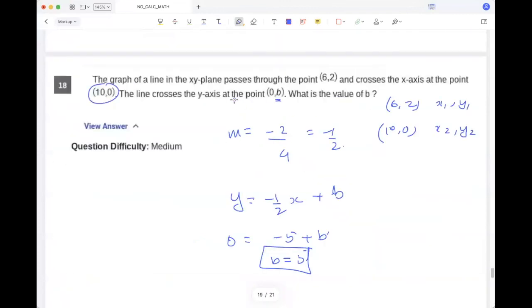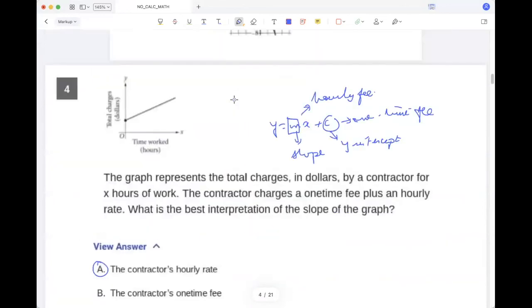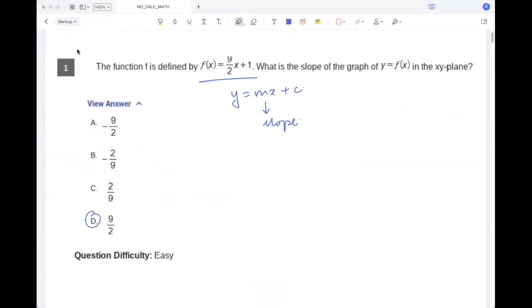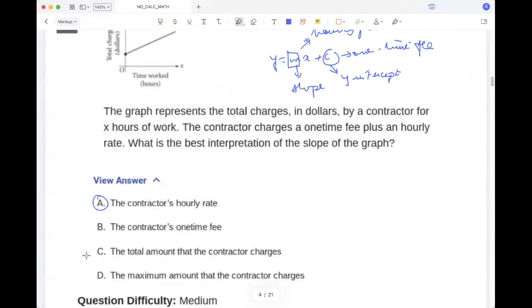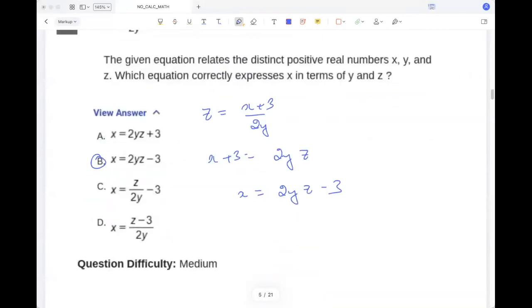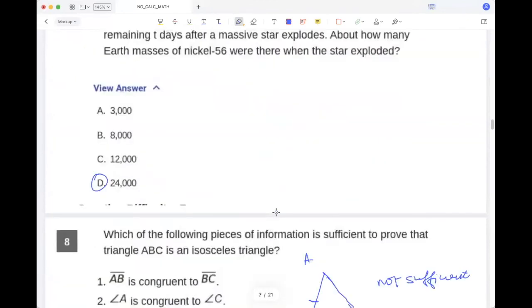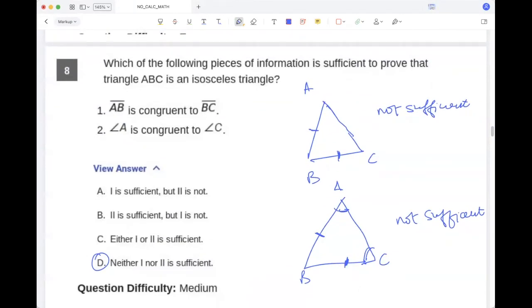Okay, let's grade this. Question 1, DDCAB, okay. 6, ADCCB. 6th is ADC. Okay, 8 is C. So this is C.